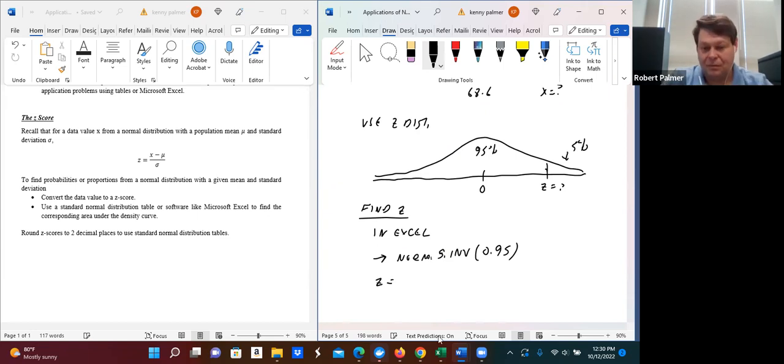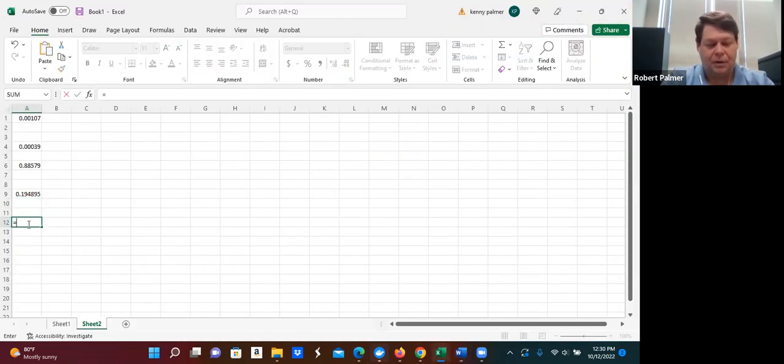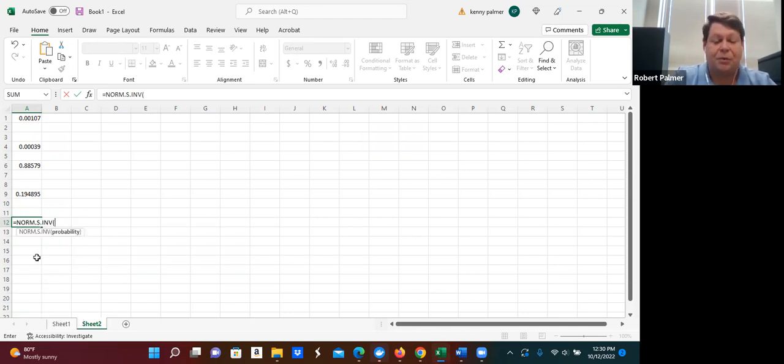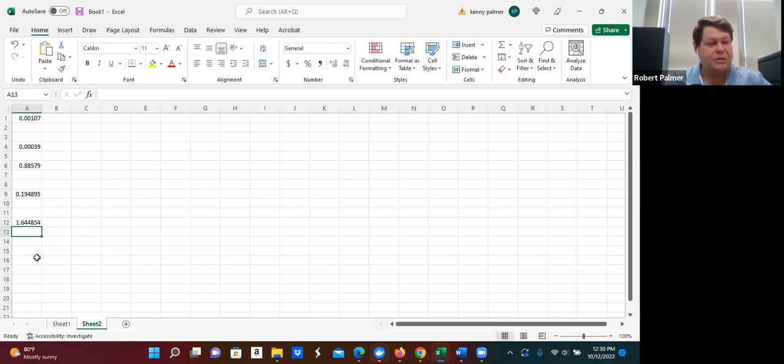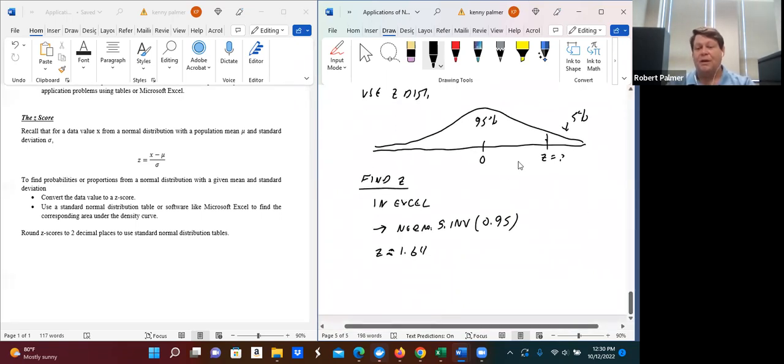So let's do that. Go back to Excel. Equals. Just type in NOR and we'll look for it. Right here, make sure it has the S. Then it asks for the probability, the probability to the left, which is 0.95. And our z-score is 1.644854. We'll just round it off, so this is approximately 1.64. Good. That tells us that this z-score is the 95th percentile.